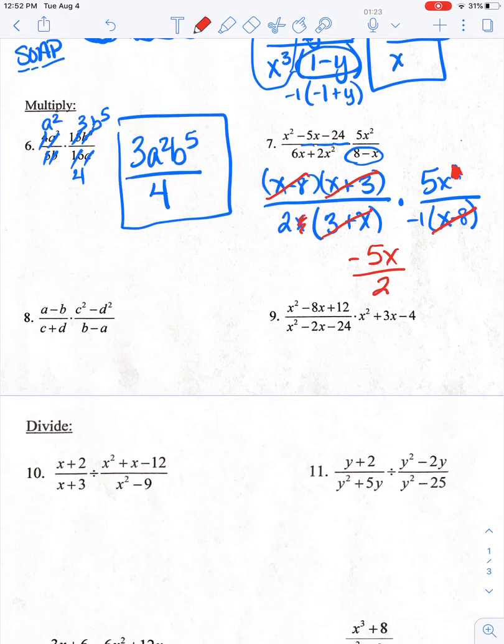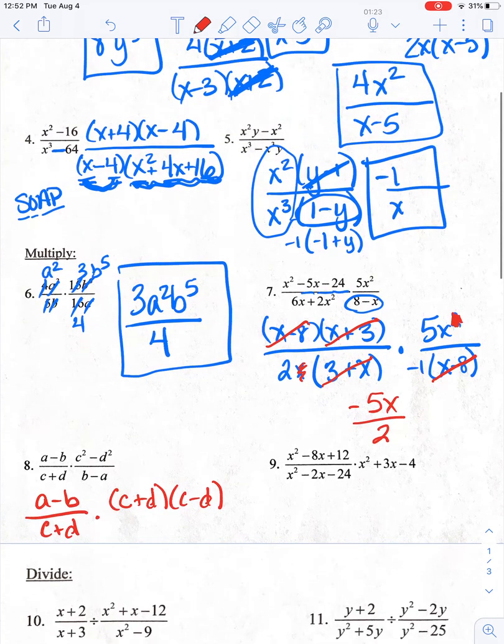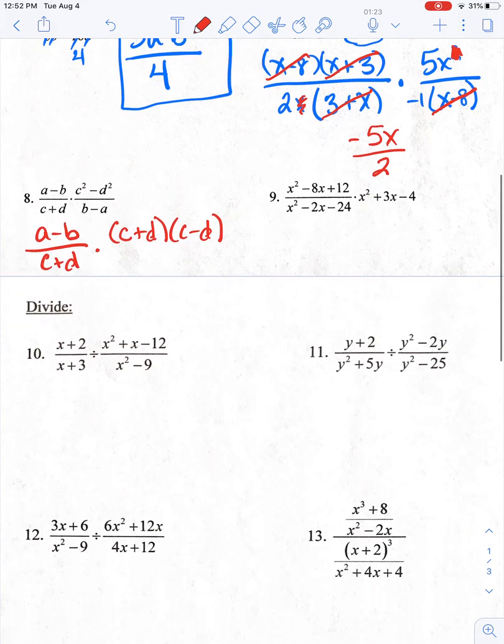Okay, and then for number 8, you can't do anything to A minus B or C plus D. The top is squares, difference of 2 squares, so that's going to be C plus D, C minus D. And those are squares just like this was right here. And then this is B minus A, but I can tell that I want it to cancel with the A minus B, so I'm going to do that -1 trick and flip it.